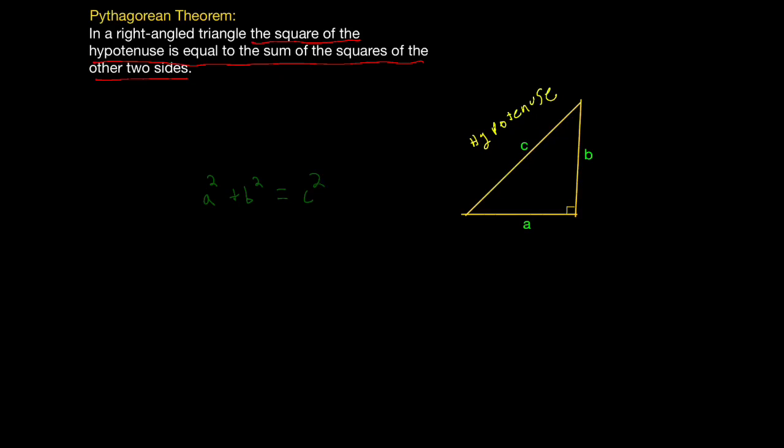So again, the sentence that I highlighted in red, basically all it's saying is that when you take the length of the legs and you add the squares of them, they're going to equal the length of the hypotenuse squared.